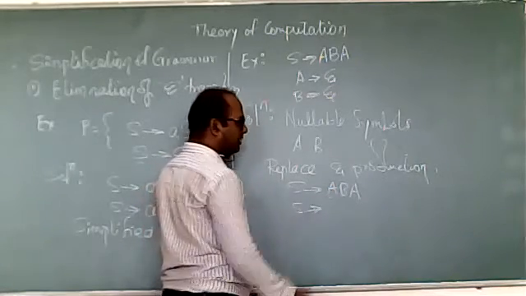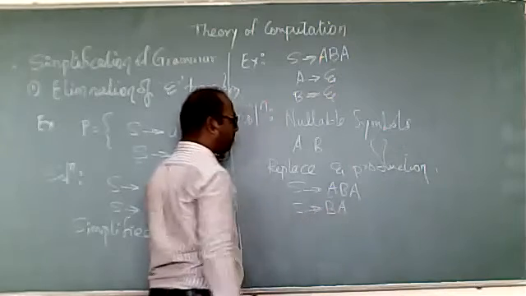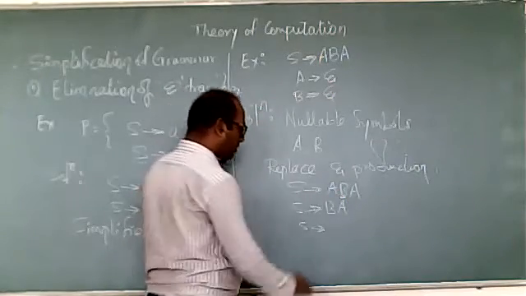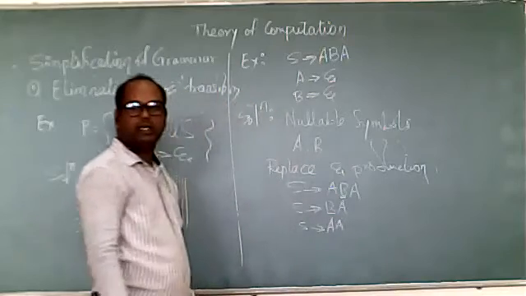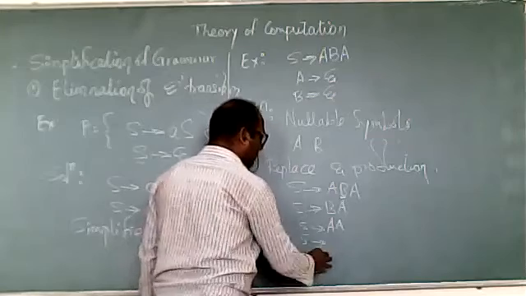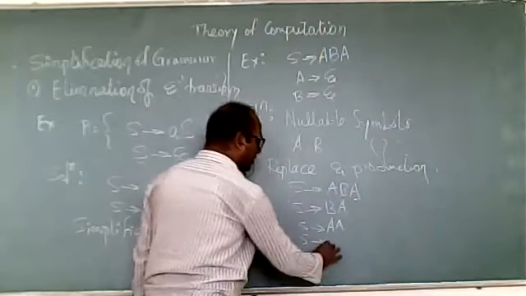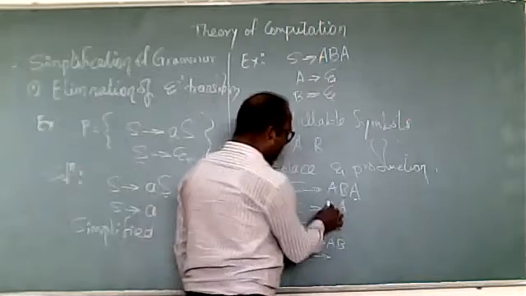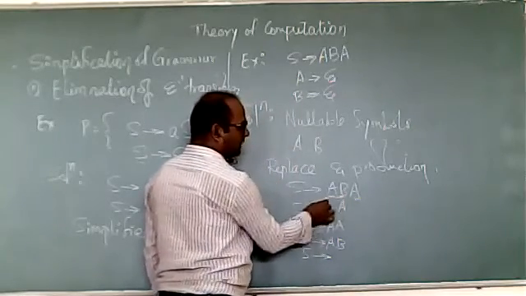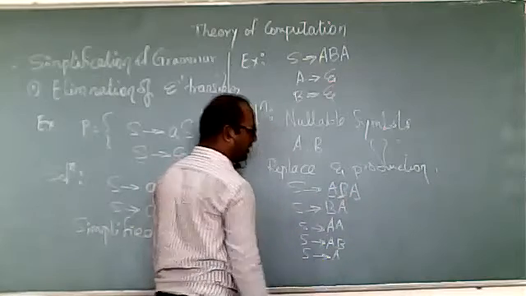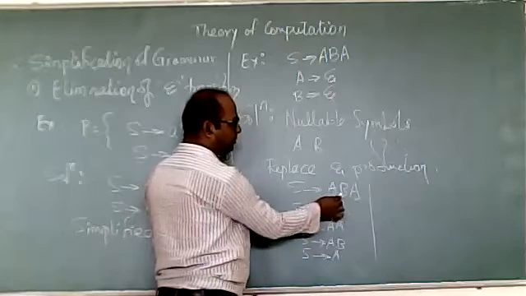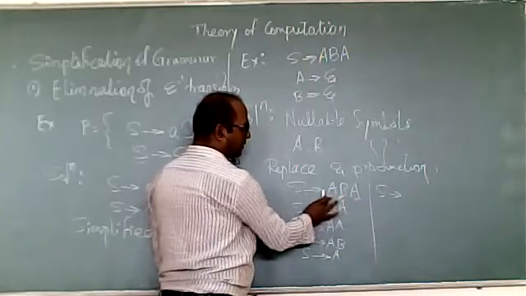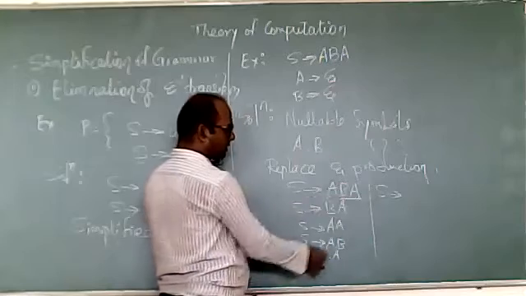If I replace the first A with the epsilon, the production will become S produces BA. If I replace this B with the epsilon, the production will become AA. Next, if I replace the last A with the epsilon, the production will become AB. Now if I replace the first AB with the epsilon, the production will become S produces A, because both are replaced with epsilon, so it will be A. Next, if I replace BA with the epsilon, again S produces A, already done.